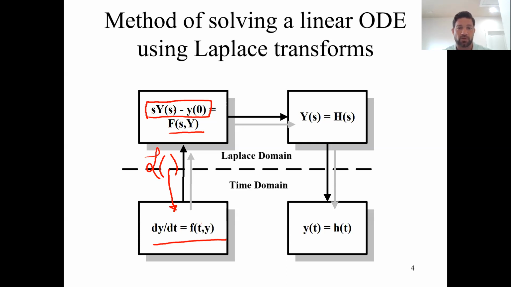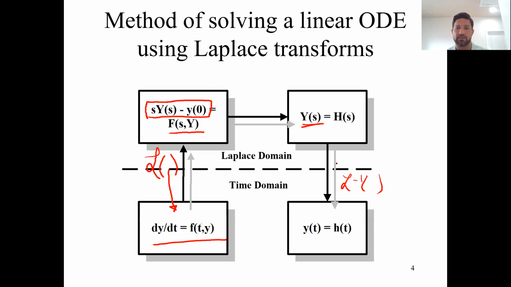Once we apply the Laplace operator, we rearrange everything to solve for y of s. Y in the s domain will equal a bunch of terms with s in them, but you can't have y on the other side. It's just like rearranging an equation to solve for a specific variable. Then we take the inverse Laplace.